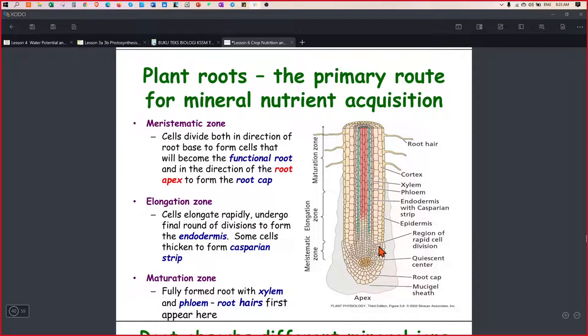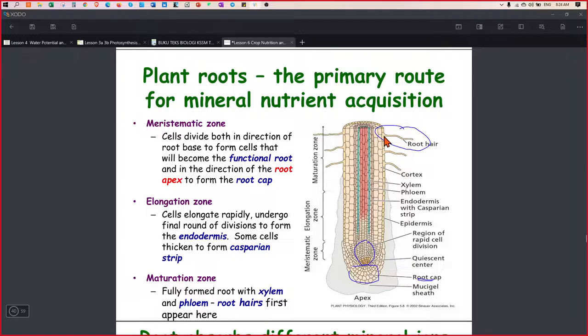Okay, so this is your root, the regular root that you always see. Remember, roots have various zones. We have the meristematic zone, the elongation zone, and the maturation zone. The meristematic zone is actually right in this region. Not the apex, this is not the youngest part; this is part of the structure called the root cap. So you have the meristematic zone, then the elongation zone, and then the maturation zone. In the maturation zone, you will have this special structure called the root hair.